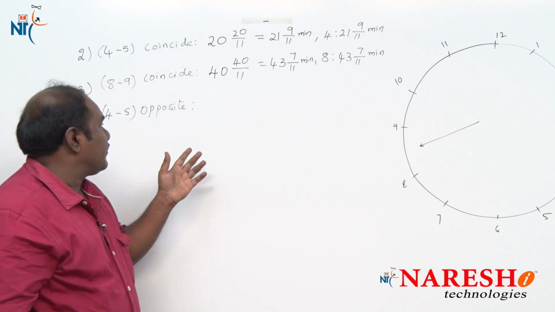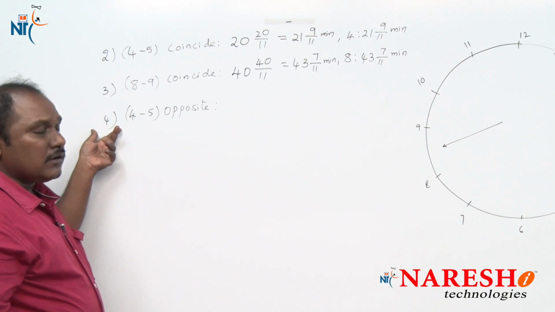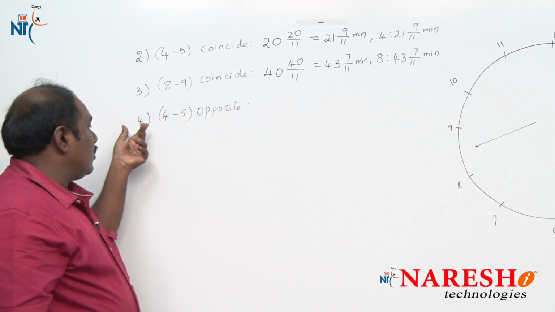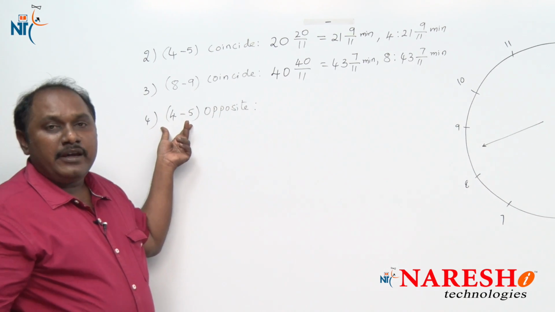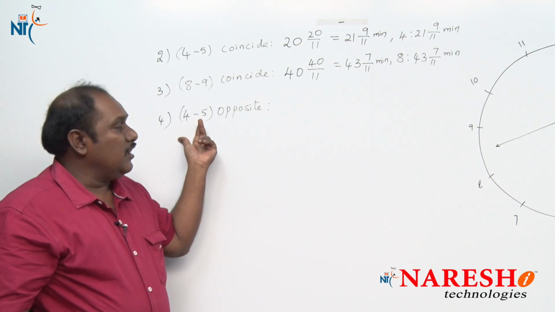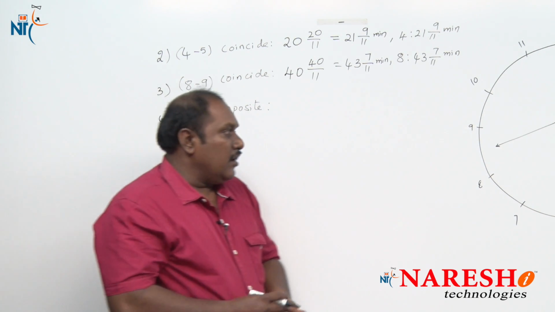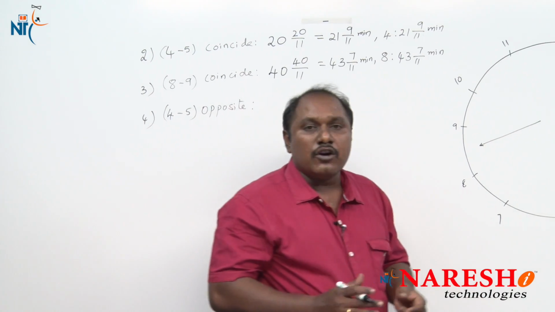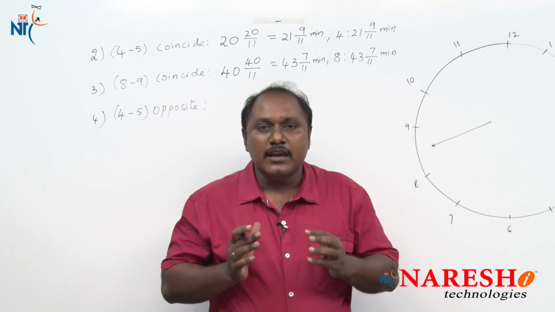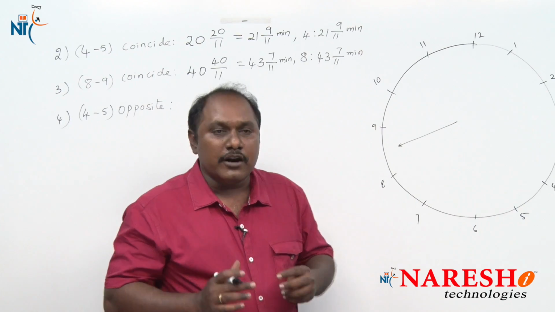Now, the third question, that is question number 4. At what time between 4 o'clock and 5 o'clock the minute hand and hour hand are opposite to each other? Now, in between 4 o'clock and 5 o'clock, the hour hand should lie in between the numbers 4 and 5.